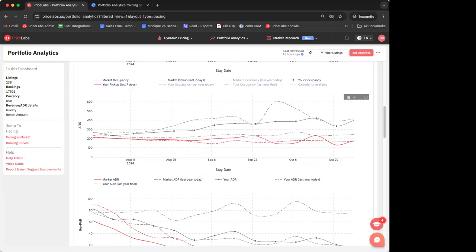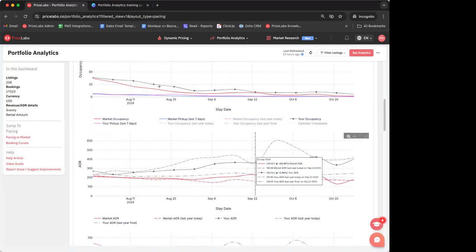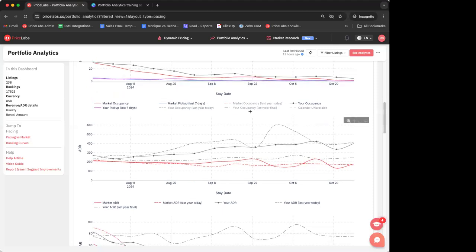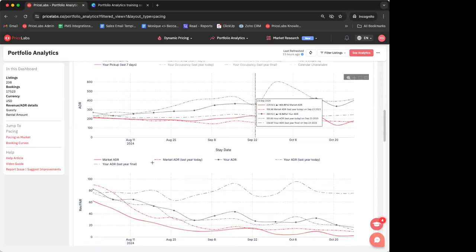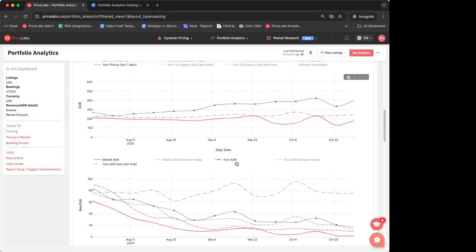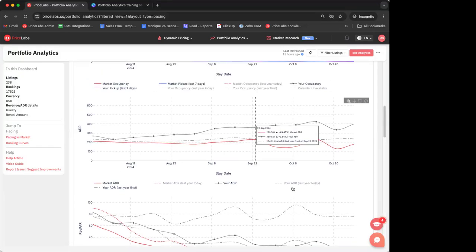So it looks like my occupancy is outperforming the market, but my ADR is actually pacing a little bit behind. So again, you can click and hide where we're at. So my ADR is outperforming my own ADR. Oh no, my ADR is outperforming the market. Sorry, I had my colors mixed up. And it also looks like my ADR for the future is outperforming my last year ADR for the same time.